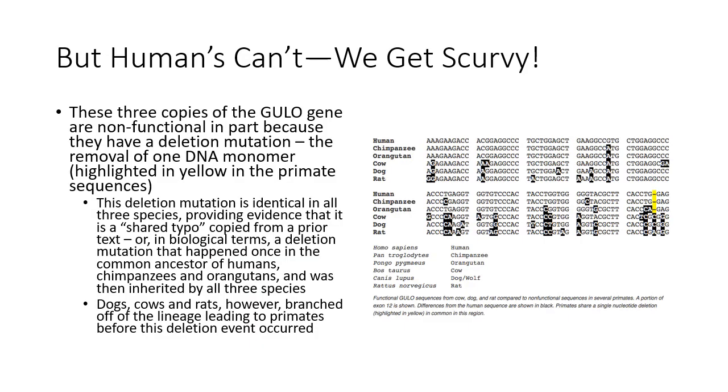Now, of course, the interesting thing is that humans can't produce vitamin C on our own. It turns out we're missing the last part of this pathway. We have the whole pathway except for this last little part. And one of the reasons this is non-functional in humans is that we've had a base pair deletion. That's it. Just the removal of one DNA monomer, highlighted in yellow in the primate sequence. This deletion is identical in humans, chimpanzees, and orangutans. Basically, it's a shared typo.